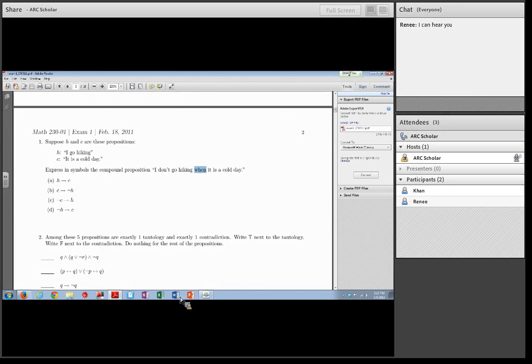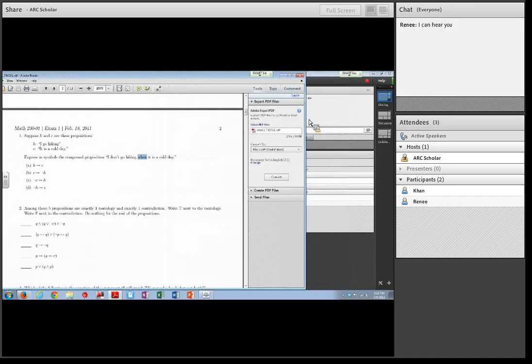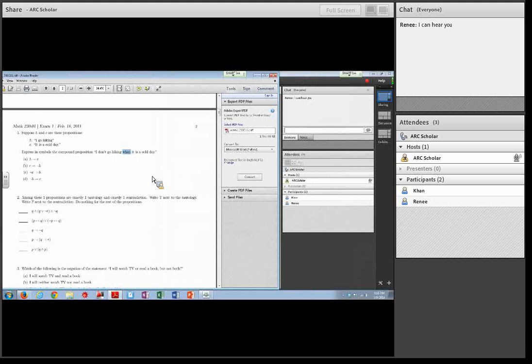So for this particular problem, I just want to make sure that, because I'm sharing the desktop, he or she can see whatever is going on. So for the first one, whatever comes after "when" should be before the arrow. So it's: if it is code, then I don't go hiking. I don't go hiking is the conclusion, right? So we should write B. Is that clear?